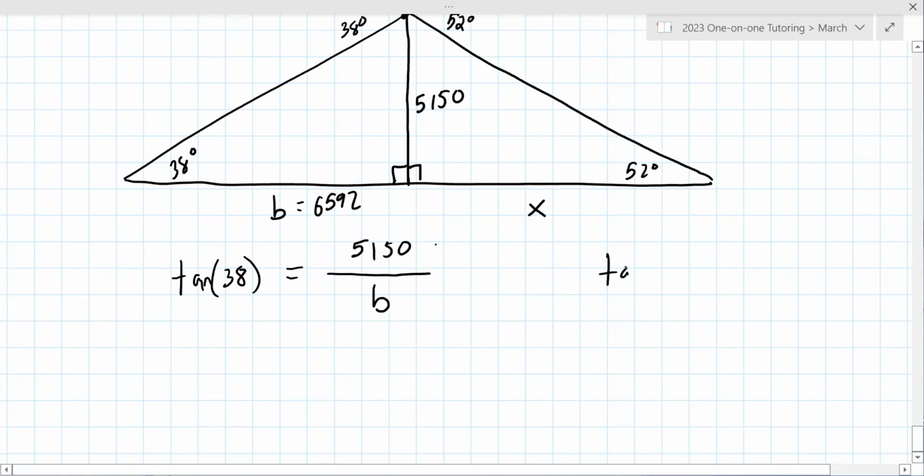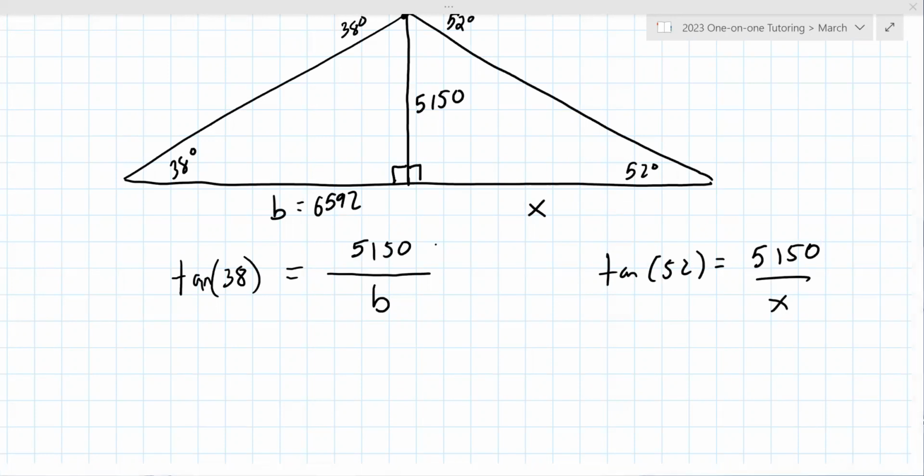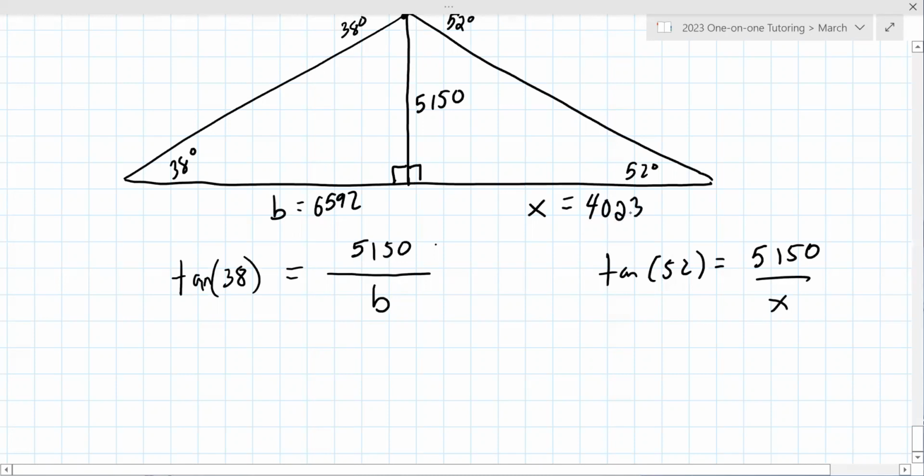We're going to do the same thing for the other one. Tangent of 52 equals 5150 divided by X. We should have spent a little more time on the solving. I regret that we didn't do that, but we can do that next time if needed. So that ends up being 4,023 when you solve for it. Just because we're running out of time here, I'm going to jump in. It wants the total distance. So it wants to know how far apart the cars are, which means you're going to add the two values. You're going to add B plus X.